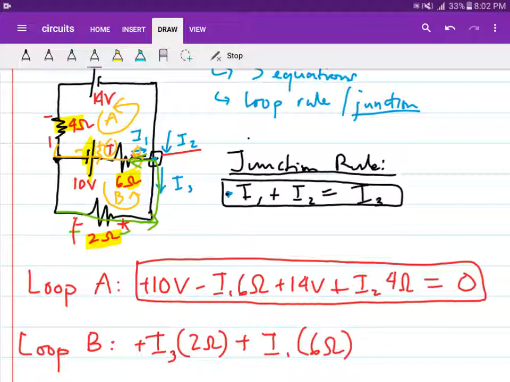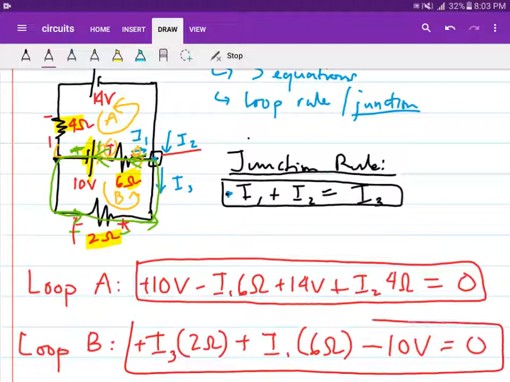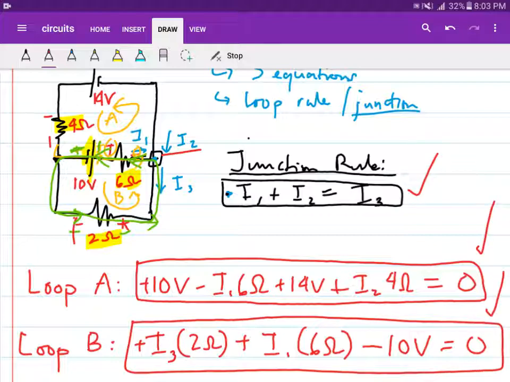And then next we encounter this battery. Now this battery is from plus to minus. So with respect to loop current B, this is a potential drop. So this should be minus 10 volts. And we go back to the initial point, and this will close our loop. So this is our next equation. In the next video, we are going to solve this system of 3 equations to solve for I1, I2, and I3.